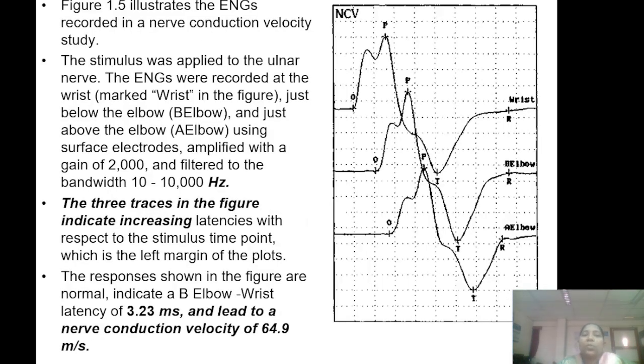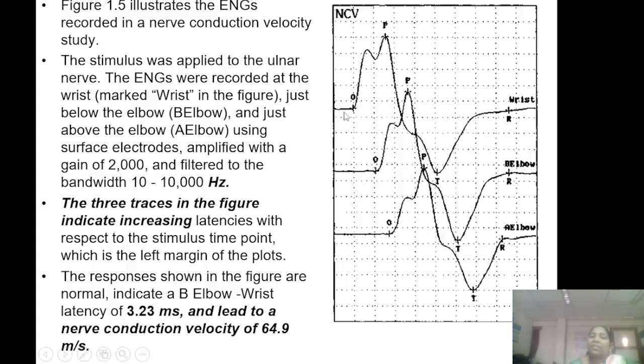Now you can see that this figure represents the ENG signal which is recorded over the wrist region, below the elbow region, and above the elbow region. Three different regions are given. So they have given the stimulus and recorded the response. And if you observe the waveform, it is more or less like an action potential waveform. So let us see the first waveform. It is in the wrist region. They have recorded this ENG signal.